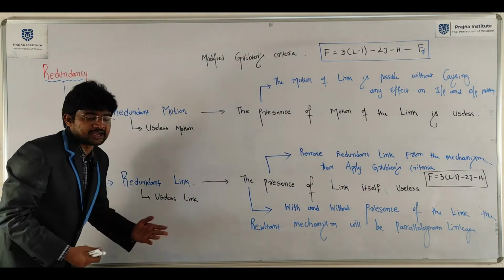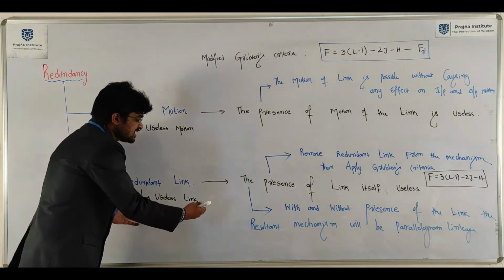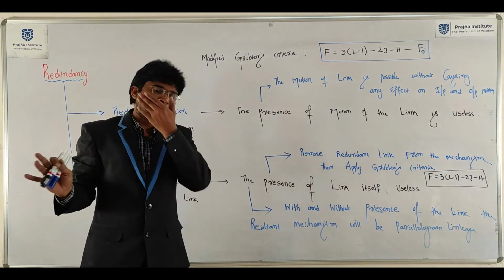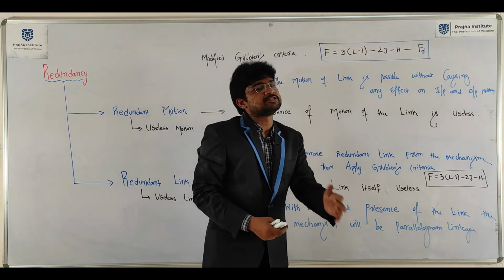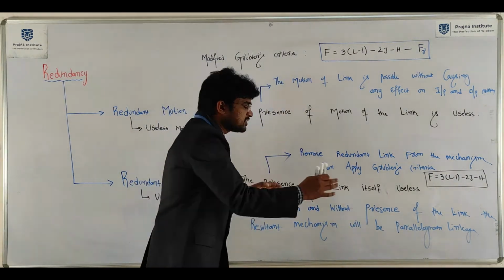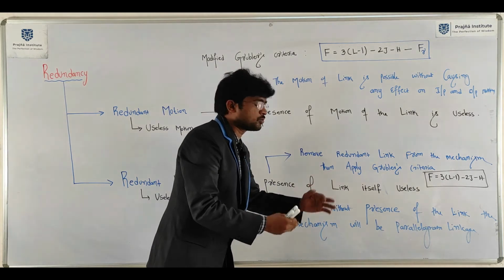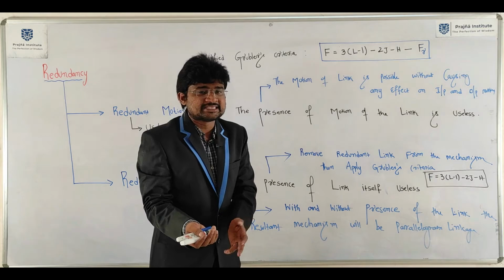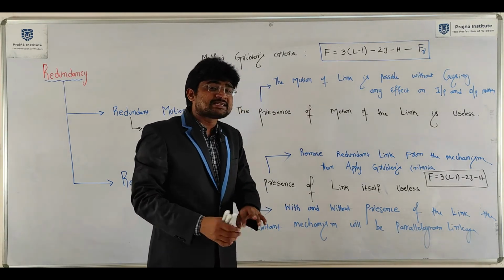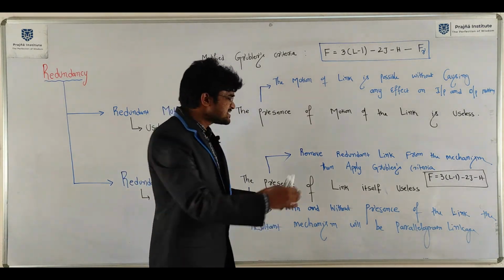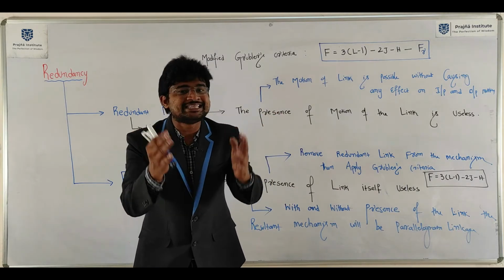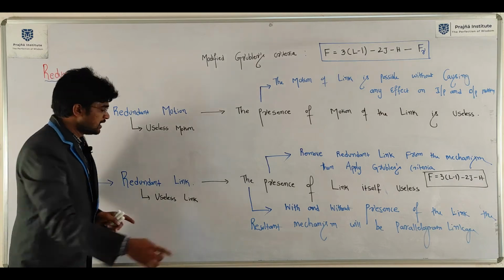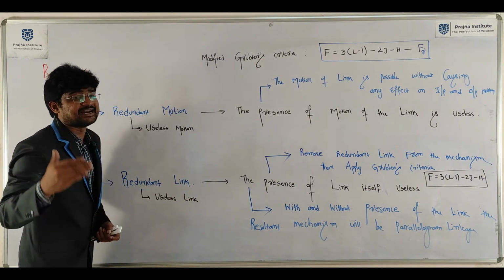Now, useless link. How can you call it a useless link? Even if you remove that link, the resultant mechanism is a parallelogram linkage. With and without the presence of a particular link, the resultant mechanism is a parallelogram linkage. Whether it is present in the mechanism or removed, the resultant mechanism is not changing at all. In that case, you can call that link a useless link, technical term redundant link.